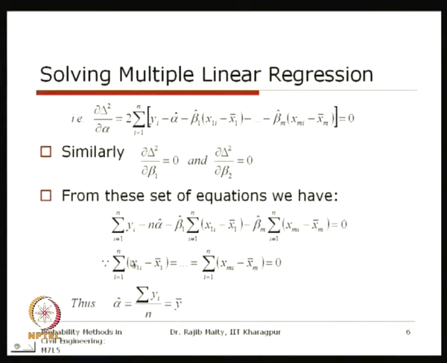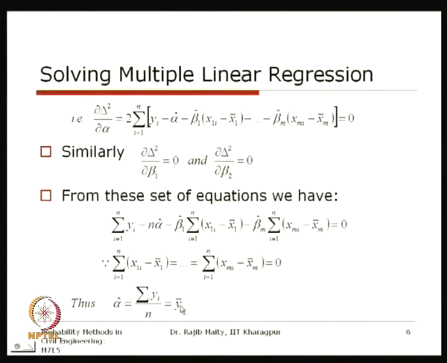So, for all these quantities it will become 0. Now if we put these values here, it will reduce to this form: alpha cap equals the summation of y i, with i from 1 to n, divided by n. So, this is basically the mean of the observed target variable y. From this, the estimate of alpha is the mean of y.